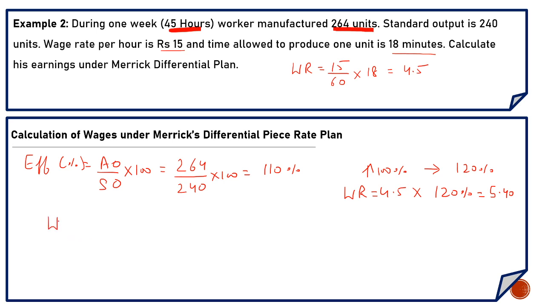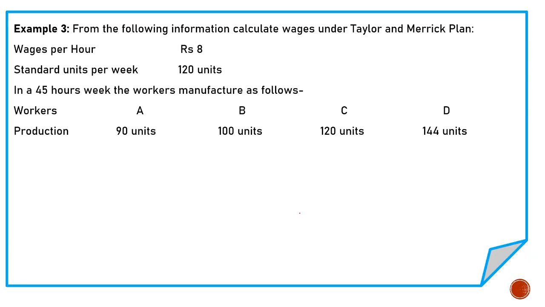Now to calculate wages, our formula is number of units manufactured by the worker into wage rate per unit. Here worker manufactured 264 units and wage rate per unit is 5.40. So his total wages under Merrick differential piece rate plan is 1425.60 rupees. So friends, this is how we calculate total wages under Merrick differential piece rate plan. Now we take an example where we calculate total wages under Taylor plan and Merrick plan.